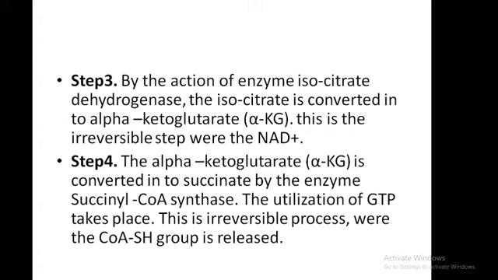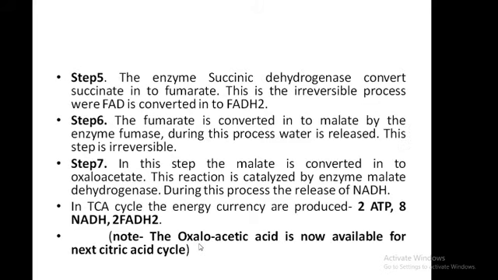Step number 3. By the action of the enzyme isocitrate dehydrogenase, the isocitrate is converted into alpha ketoglutarate. This is an irreversible step where NAD plus is utilized and NADH is synthesized. Step number 4. The alpha ketoglutarate is converted into succinate by the enzyme succinyl-CoA synthase. The utilization of GTP takes place. This is an irreversible process where the CoA-SH group is released.